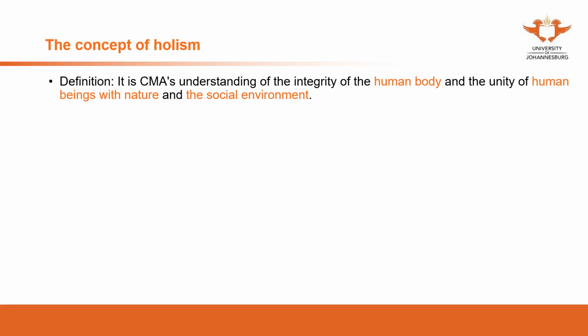That's the Chinese medicine understanding of the human body: the integrity of the human body, the unity of human and nature, and social environments. From this definition, at least we can see three aspects: the human body itself, the human and nature, and human and social environments.